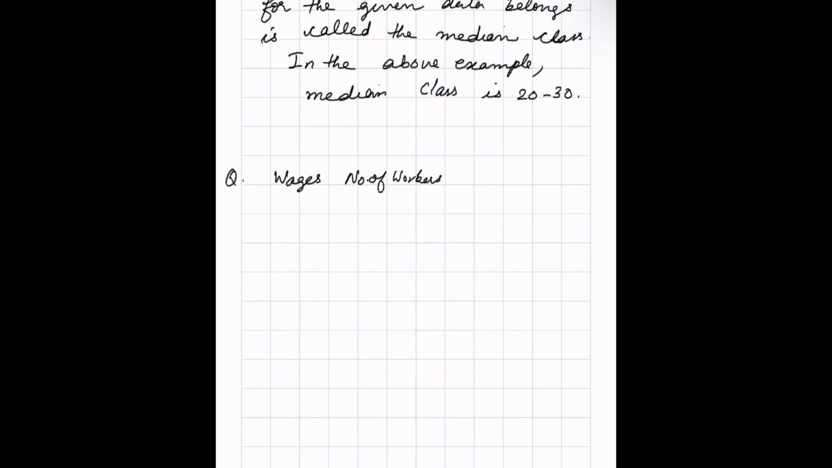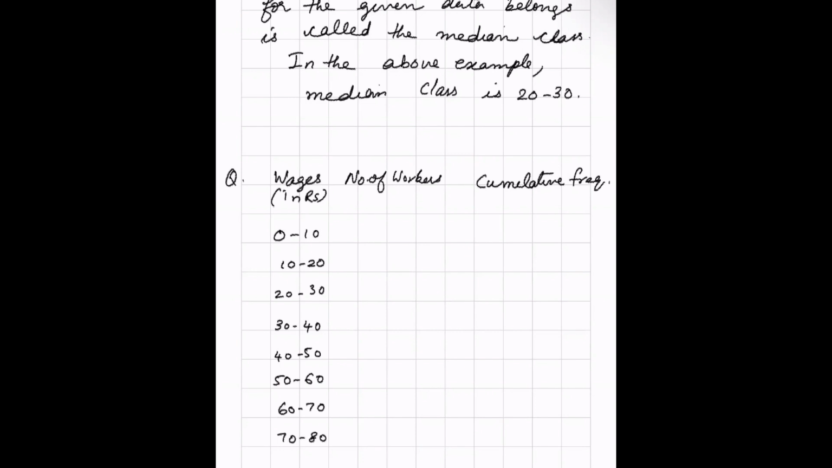Number of workers. Anyway, if you want to calculate ogives or median, you need to know cumulative frequency. So do that also, cumulative frequency. So what are the wages? Wages are in rupees. So 0 to 10, 10 to 20, 20 to 30, 30 to 40, 40 to 50, 50 to 60, 60 to 70, and 70 to 80.